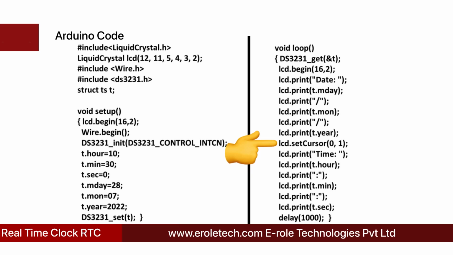LCD.setCursor(0,1). It will set the LCD cursor at row 1 and column 0. LCD.print(t.hour) will display the hour value on the LCD screen. LCD.print(t.min) will display the minute on the LCD screen. LCD.print(t.sec) will display the second value on the LCD screen. Delay(1000). This function will generate a 1 second delay.